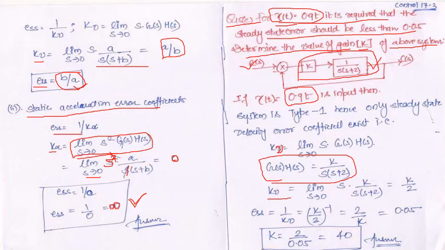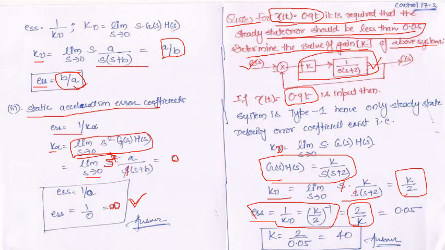So the velocity error coefficient is limit s tends to 0 of s into G(s)H(s). This s will cancel out, and you will end up with Kv equals K by 2, and ESS is 2 by K. In the question it is given that the steady state error should be less than 0.05. So you just equate it to 0.05, and you will end up with K must be 40. Then only you will get the steady state error as 0.05. Let us now move to the next part.